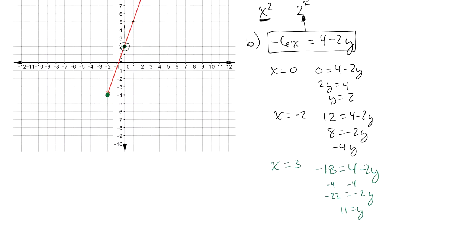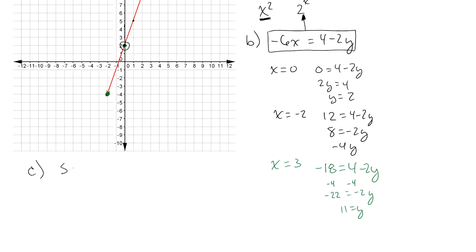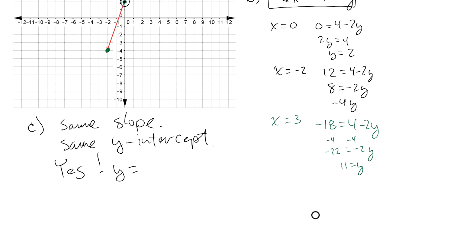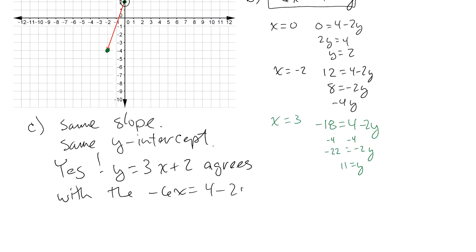And it says, if so, how do they agree? Well, I would say for C, they have the same slope pattern, right? Up 3 over 1. And also they have the same y-intercept. So yes, y equals, what was the equation? 3x plus 2 agrees with the line negative 6 times x equals 4 minus 2y. They're the same line, right? Just different forms of the equation.